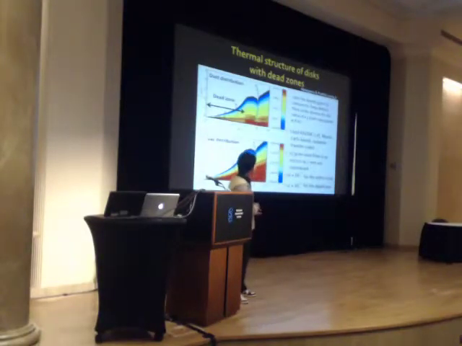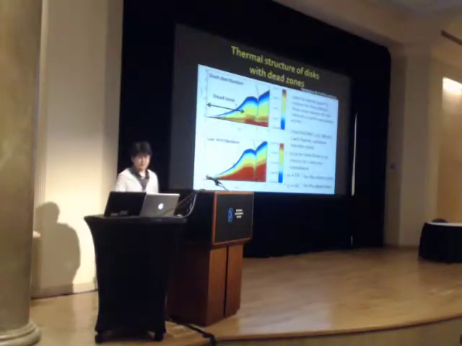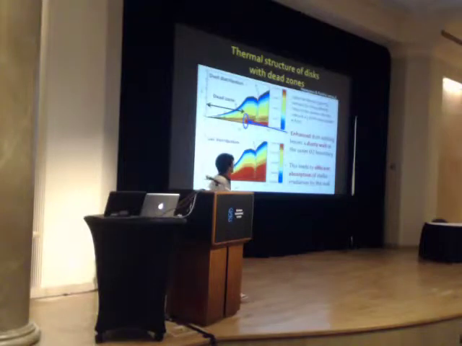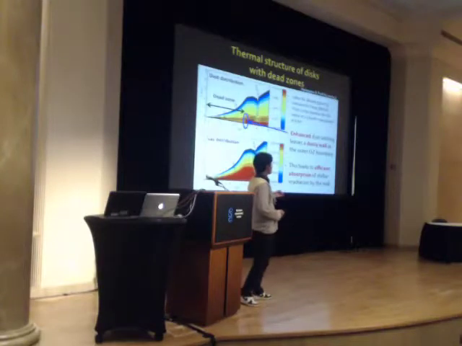In this case, we consider a value of alpha equal to 10 to the minus 2 for the active region and 10 to the minus 5 for the dead zone. As you can see, if you incorporate a dead zone in the disk model, you're going to have a dusty wall at the outer edge of the outer dead zone boundary. This is because of dust settling.